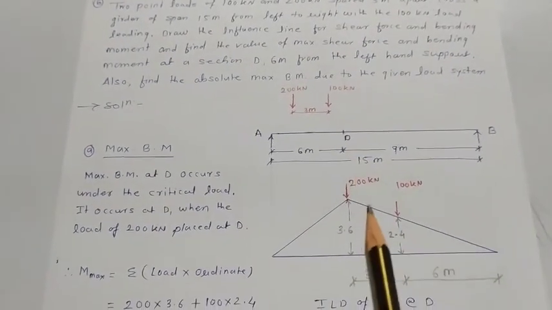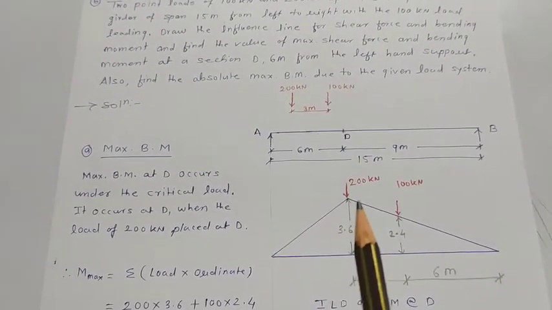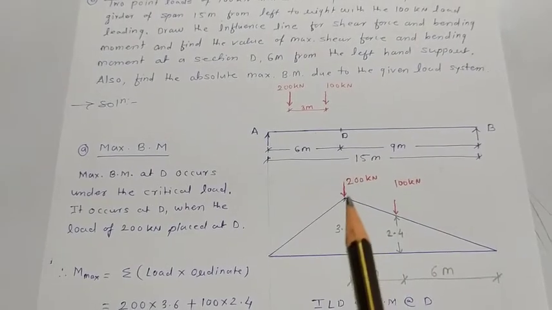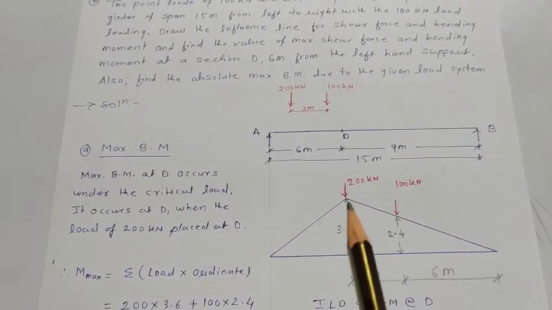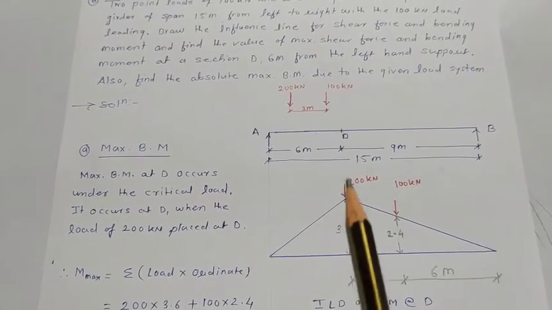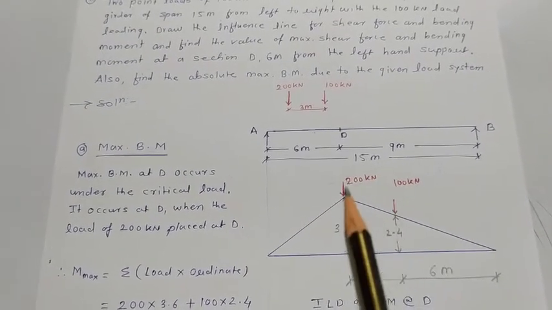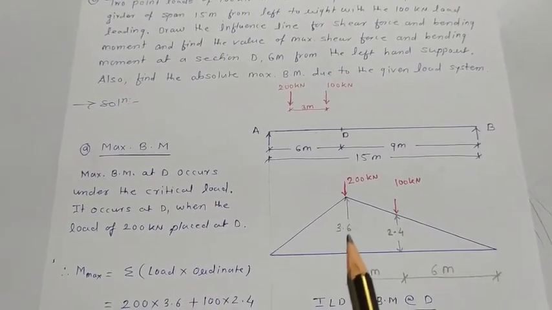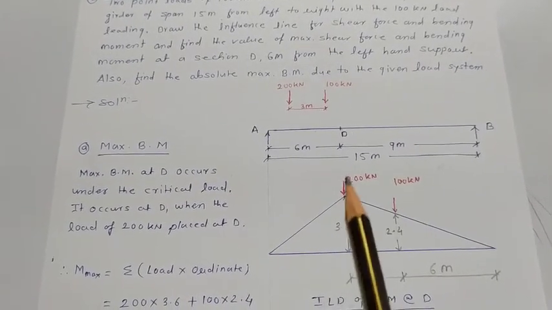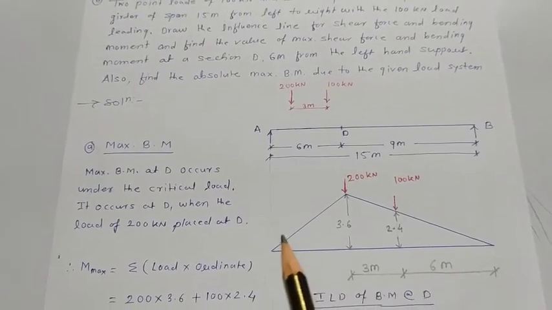So we can draw a bending moment diagram for D point, okay. It will be triangular and this ordinate can be found out by AB by L. A is 6, B is 9, L is 15. So you will get 3.6 as this ordinate under the point D, okay.